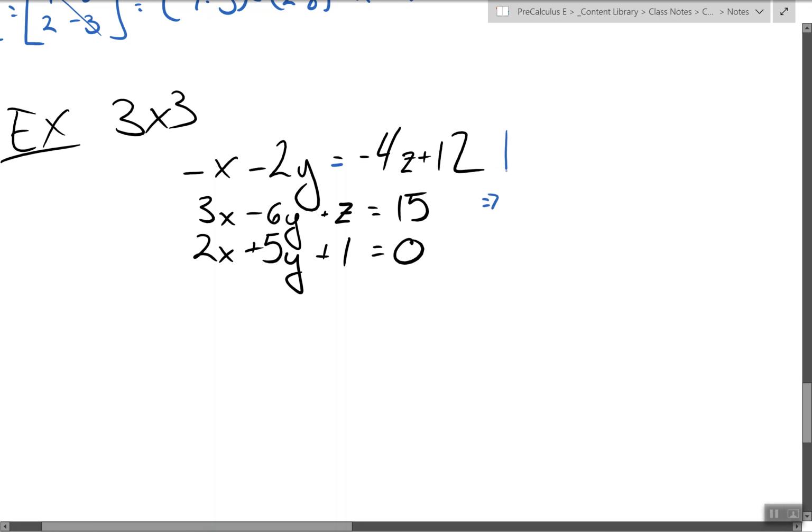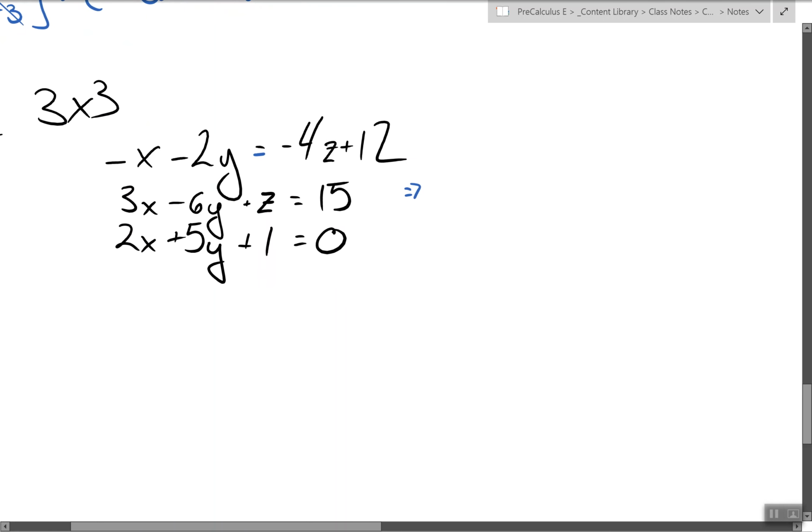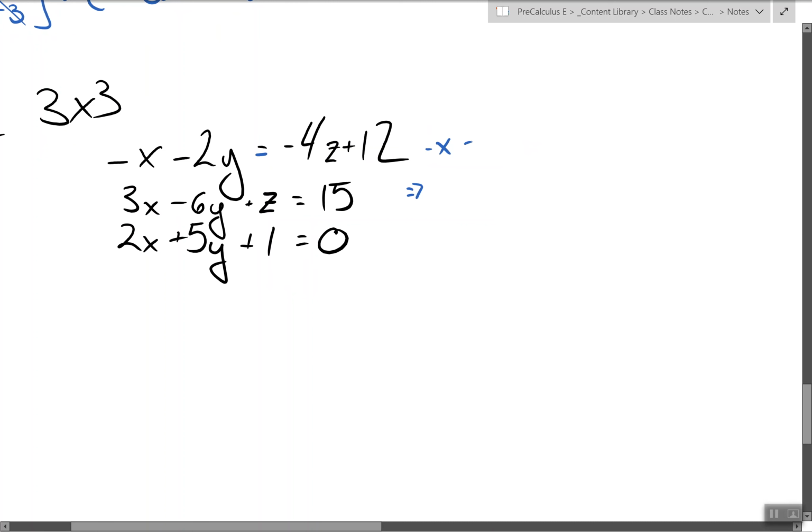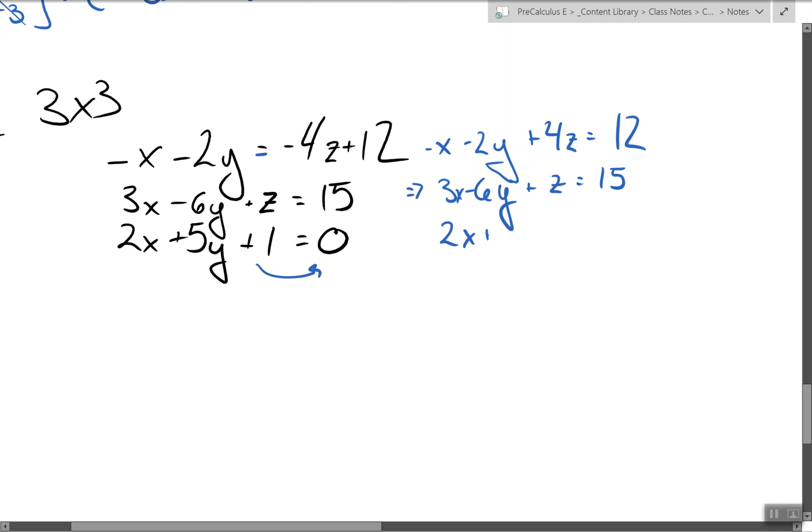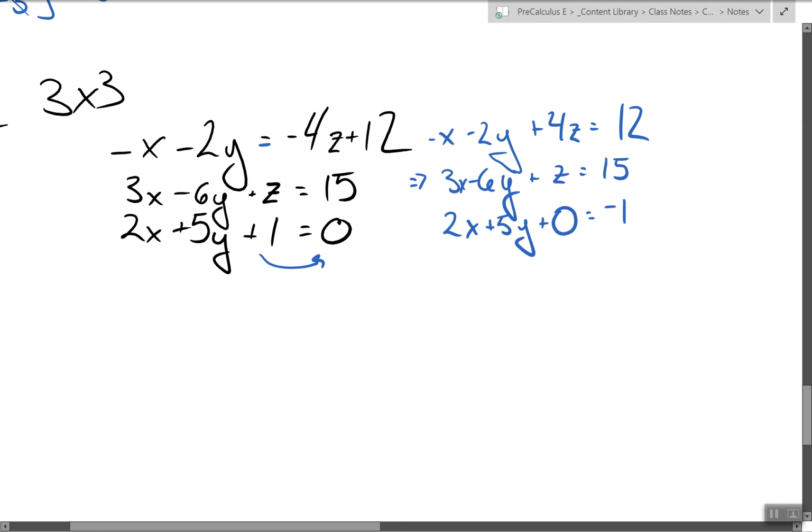So we'll rewrite that. I'm not going to do a matrix yet. So we have negative x minus 2y, so that becomes plus 4z equals 12. Then we have 3x minus 6y plus z equals 15. So that row is fine. We didn't have to do anything there. And then we need to get that 1 off the other side. So we have 2x plus 5y plus 0z, and I'm going to leave a placeholder there so I don't forget, equals negative 1. Okay, so start by getting all of the equations into standard form.